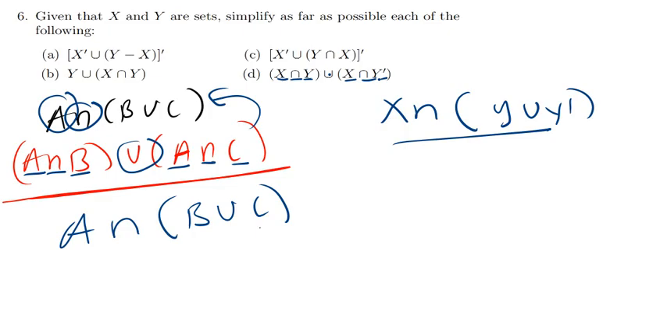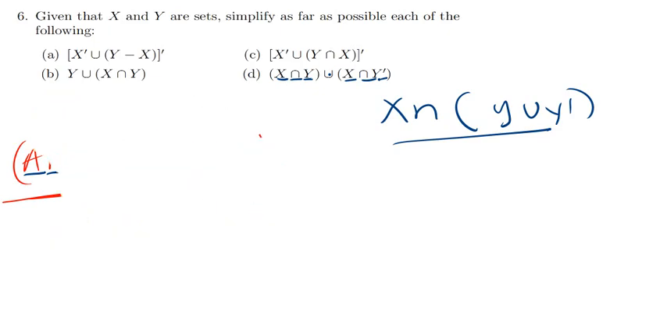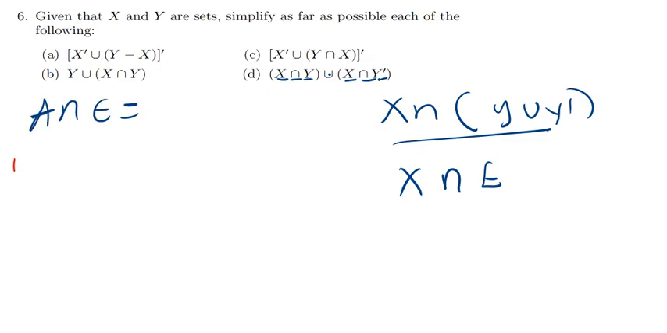We are now good to go. Yes, sir, we are good to go. Thank you. What is Y union Y complement? I talked about this a few minutes ago. What is Y union Y complement? Universal set. A intersection universal is A. So what is X intersection universal?